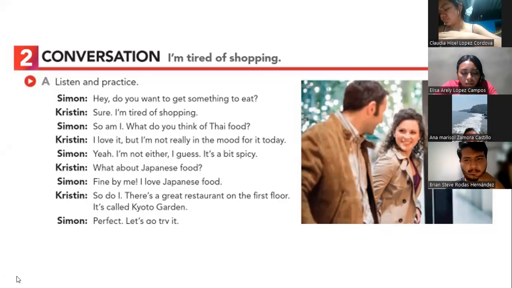Nice. So as you notice in this conversation, what are they talking about? They're talking about things to eat. I think they have to decide which restaurant they need to go to. For example, Simon wants to go for Thai food or Japanese food, and the other one wants to go to Japanese too. They're talking about getting Japanese food, something to eat. Yeah, they want to get something to eat.